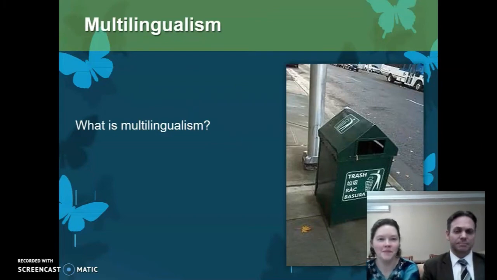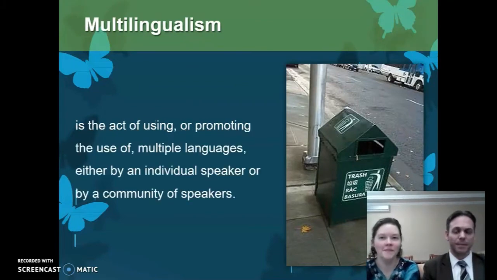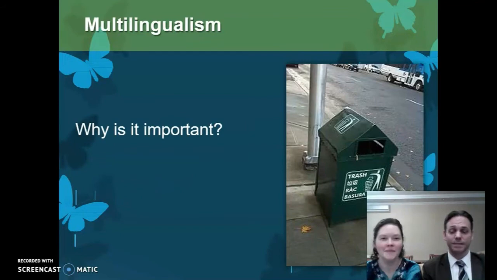Multilingualism. What is it? It's the act of using or promoting the use of multiple languages, either by an individual speaker or by a community of speakers. Here in Kazakhstan, you know what multilingualism is because it is on almost a daily basis with Russian and with Kazakh, and as you are here in this conference now, learning English as well. They're working on it.